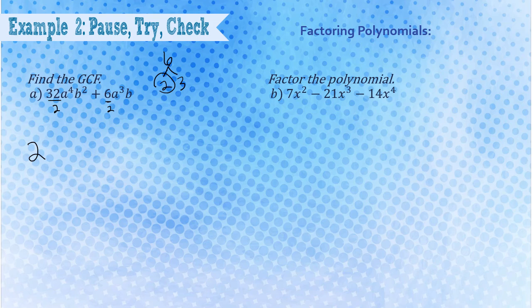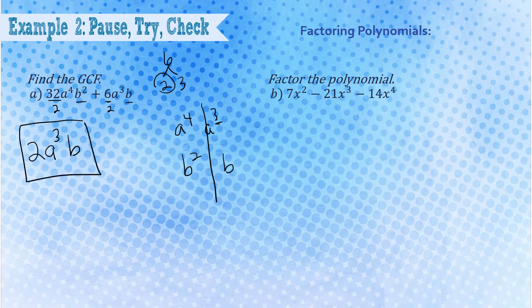And then next I'm going to look at my variables. So I have a to the 4th and I have a to the 3rd. So the most that I can take out of either term is going to be a to the 3rd. We don't have 4 a's to take out of this term. I can only take 3 out. And then looking at my b terms, I have b squared and I have b. So the most I can take out of both of those would be 1b. So this would be my GCF, 2 times a to the 3rd times b.